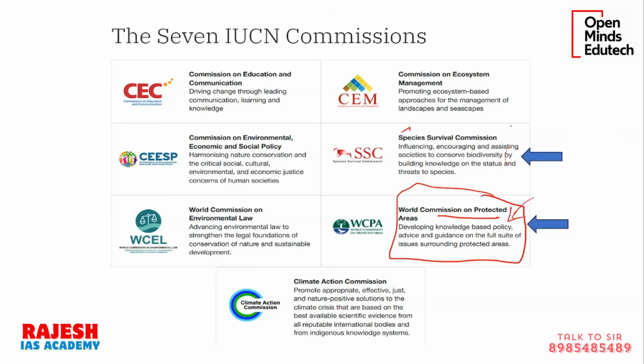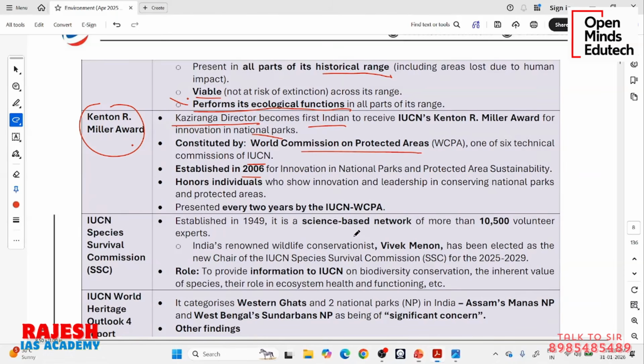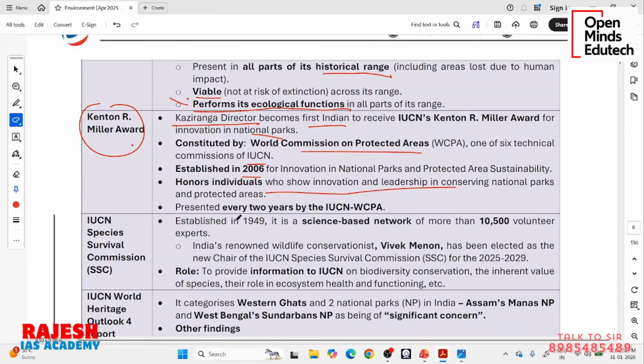And the next news article is about this Species Survival Commission. Because these are coming in news continuously, you should know about these two at least. Recognize that these two are under IUCN. They are expert commissions under IUCN. It honors individuals who show innovation and leadership in conserving national parks and protected areas, presented every 2 years by IUCN and the World Commission for Protected Areas.